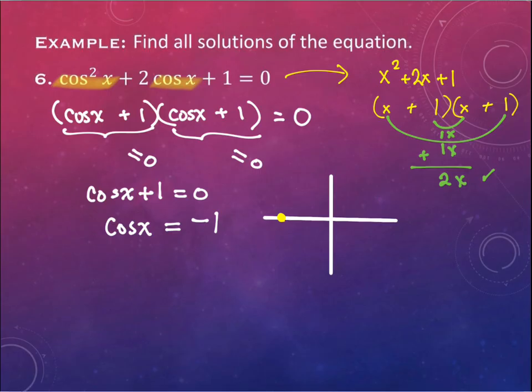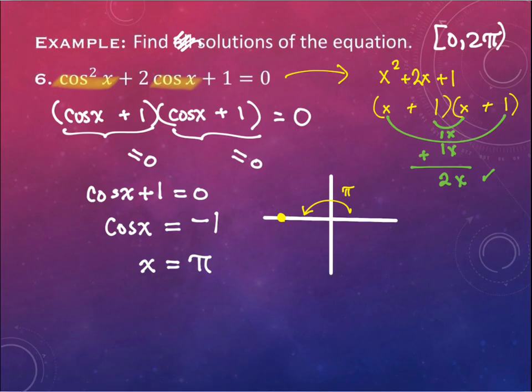Cosine is the x value. The x value is -1 if we're at pi. So over to here, pi is what we're looking at. And that's the only time if I go around the circle one time. This is supposed to say the interval 0 to 2 pi, excuse me. So if I go around the circle one time, this is the only time I'm going to get x equal -1. So this is going to happen when the x value is equal to pi, and there's nothing else to solve.